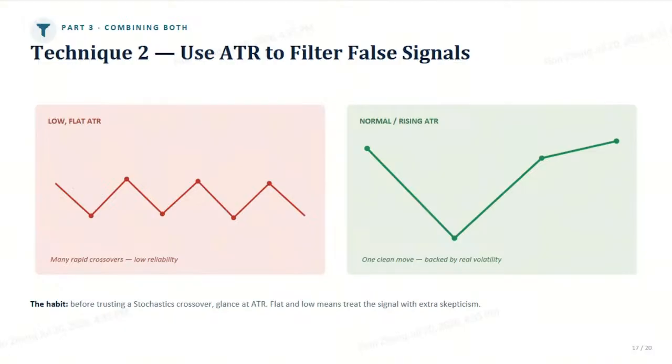This one habit, glancing at ATR before acting on a stochastic signal, is a simple but genuinely effective way to filter out a large share of the false signals that trip up beginners.